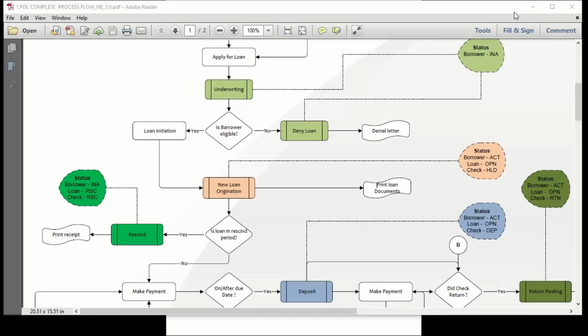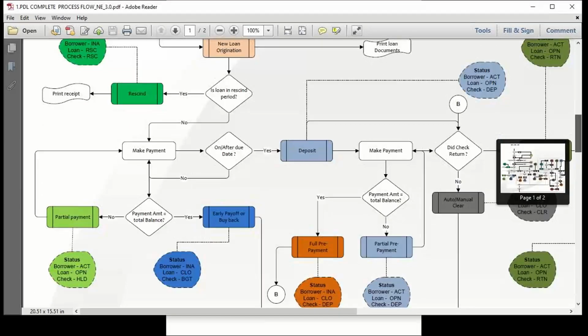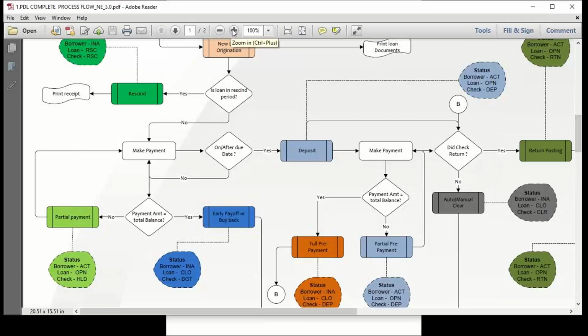Okay. Then after that, in case it is not in the recent period, we will see whether you are making the payment before the due date or after the due date. In case you are making payment before the due date, then we will check whether the amount you are paying is equal to the outstanding amount or not. When the amount is equal to the outstanding amount, we will call it early payoff or buyback. So we are going to take the amount and we will close. If the amount is not equal to the total outstanding, then we are going to call it a partial payment.